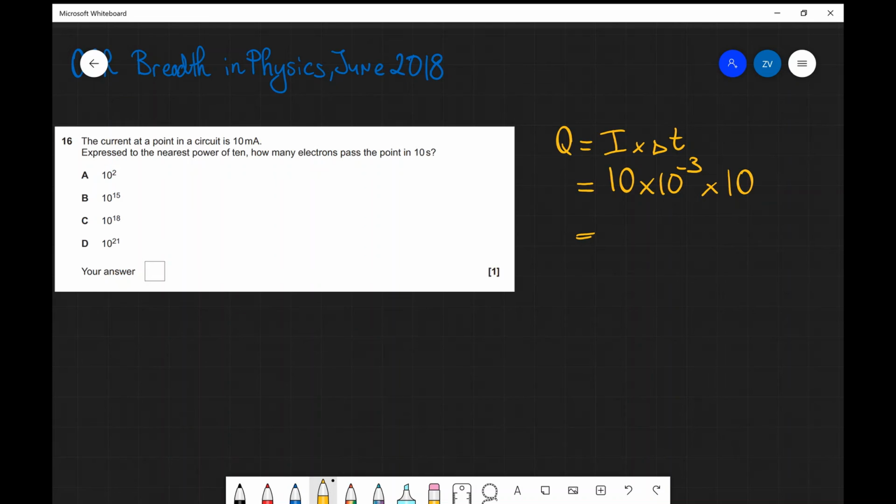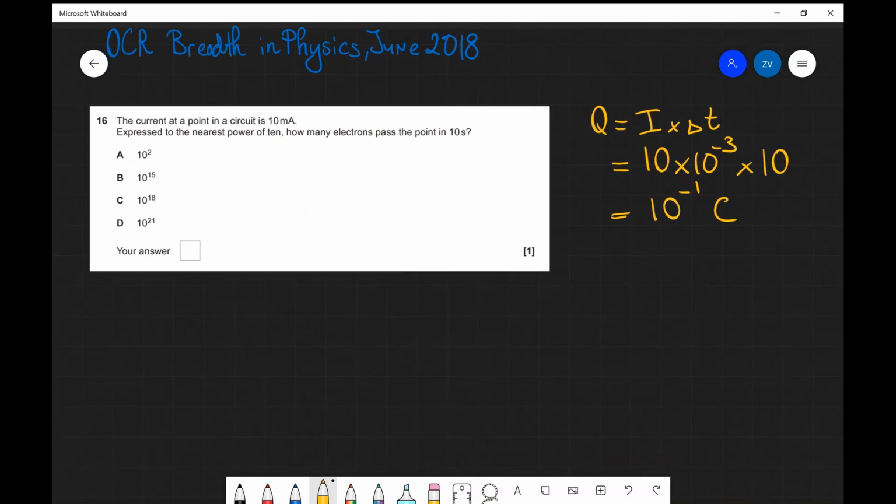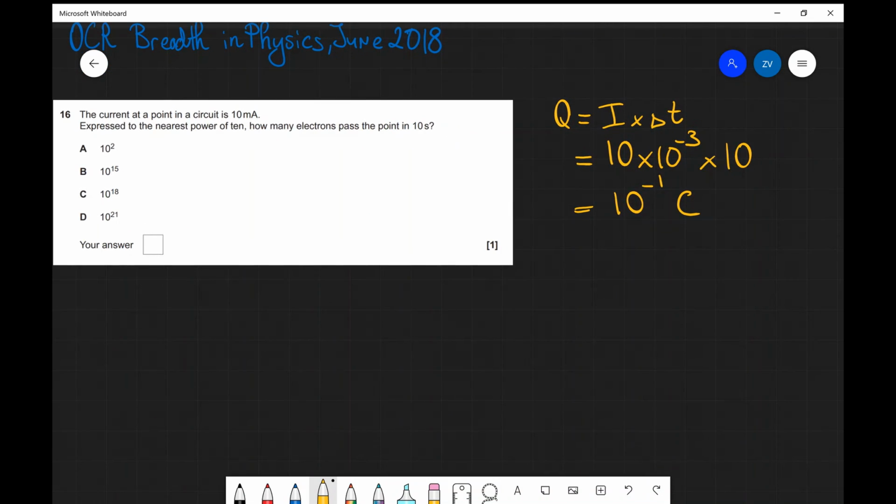If we just multiply this out, those two tens over here give us a factor of 10 to the power of 2, multiplied by 10 to the power of minus 3, which is going to give us 10 to the power of minus 1 coulombs. Well, let's work out the number of electrons. So remember, what happened here? Let's try again.